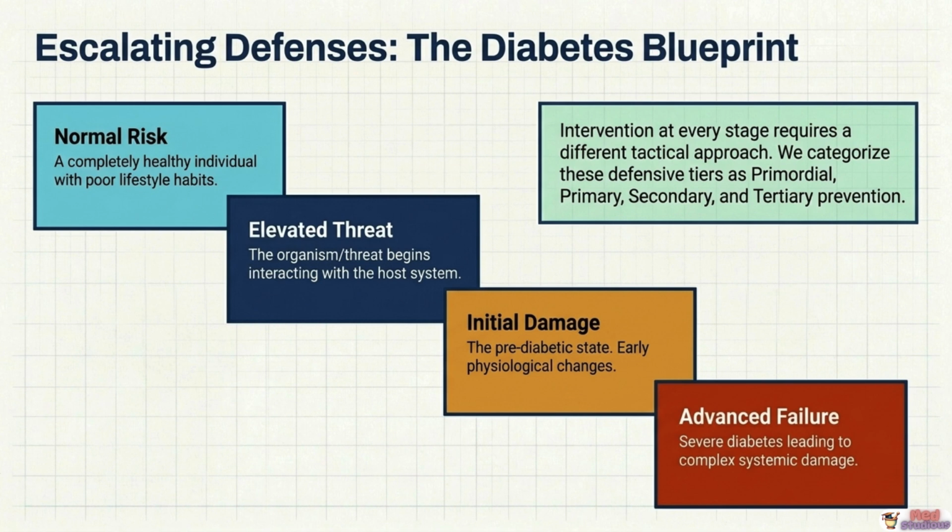The journey escalates to elevated threat as metabolic disruption begins. The individual becomes overweight or obese, and the body's insulin signaling pathways begin to show signs of strain.